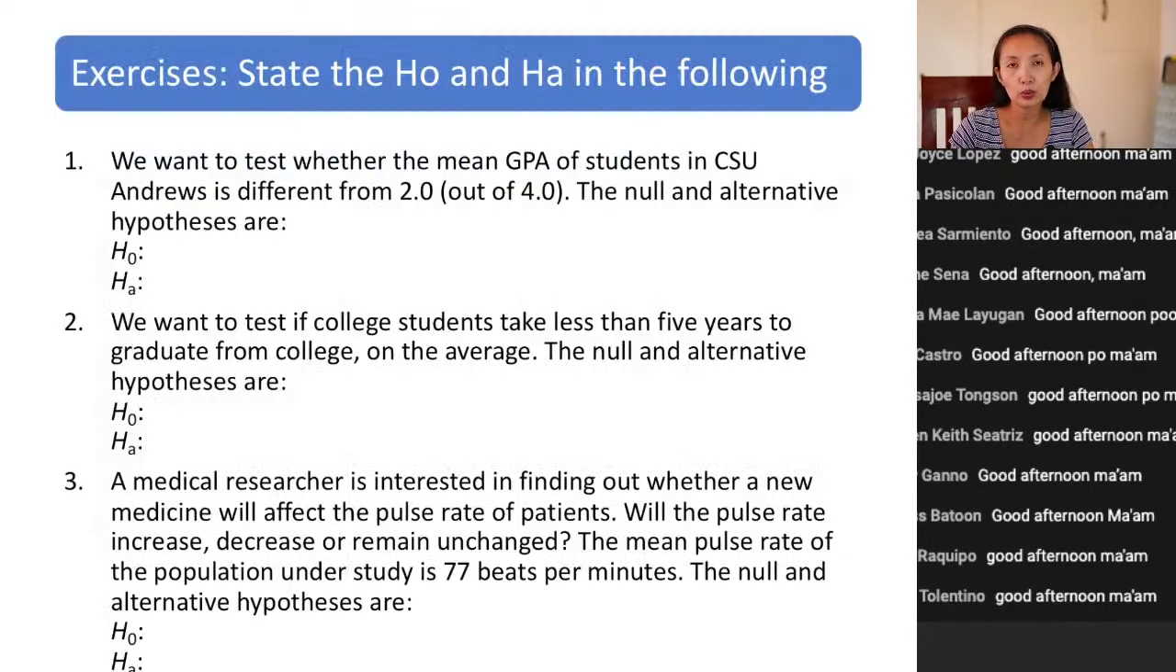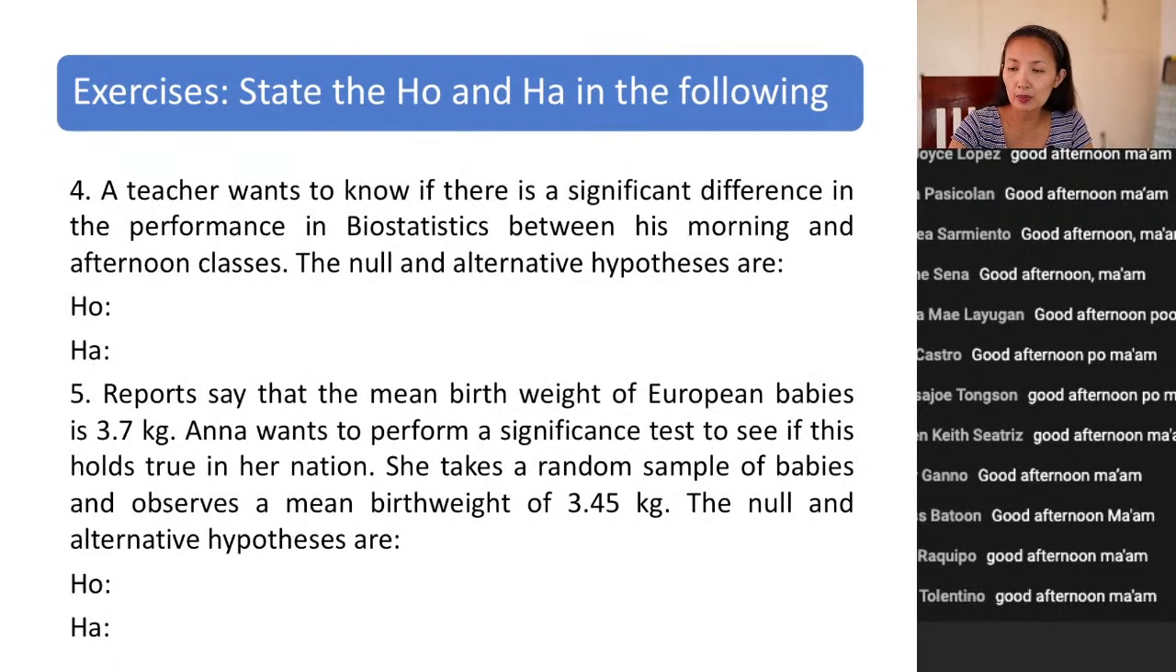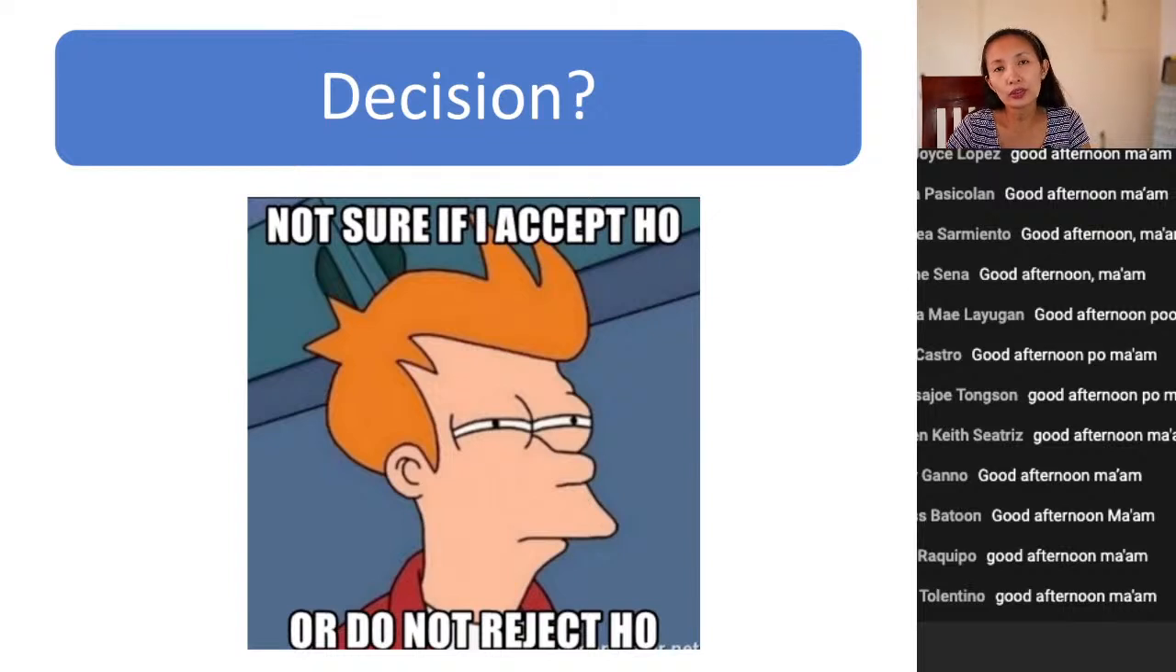Now, we move on to the next. These 5 exercises on stating the null and alternative hypothesis will be part of your assignment. So, maybe skip this portion now. So, now that you know how to formulate the null and alternative hypothesis, we can now proceed to deciding whether to accept or reject our null hypothesis. But what is our basis? On what basis will I reject or fail to reject my null hypothesis?